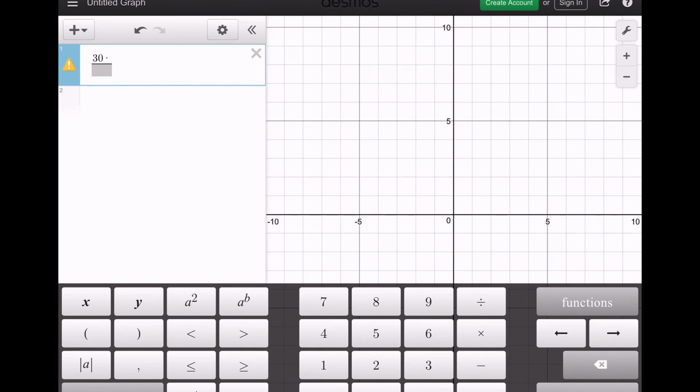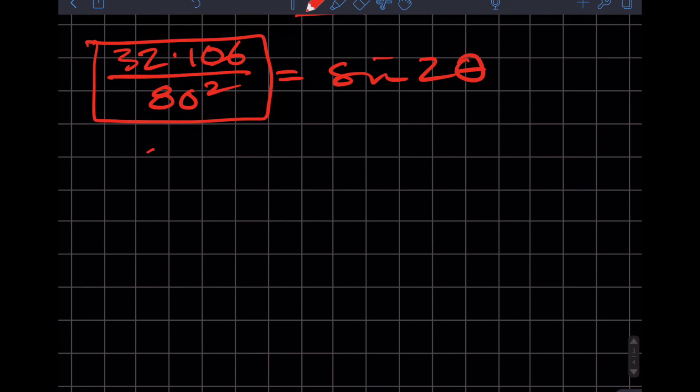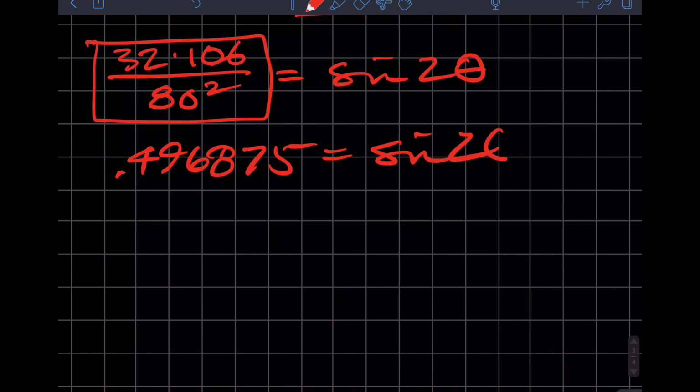32 times 106 divided by 80 times 80. That's better. So 0.496875 equals the sine of 2 theta.